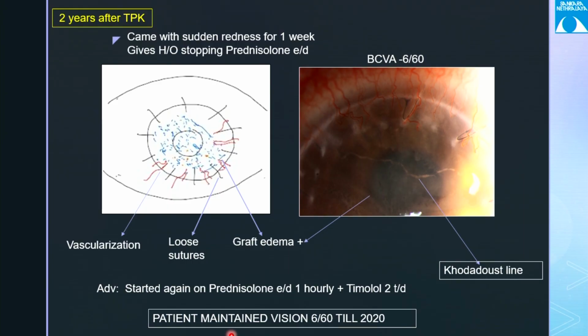So, what lesson did you learn from this? Rejection is more common in an eye which has had a previous rejection. So that is the lesson that you learn. Whether it is epithelial, endothelial, or subepithelial, we ought to be more cautious in a patient who has had a rejection, because the chances are higher. We have mentioned all the risk factors so far, including the cause.